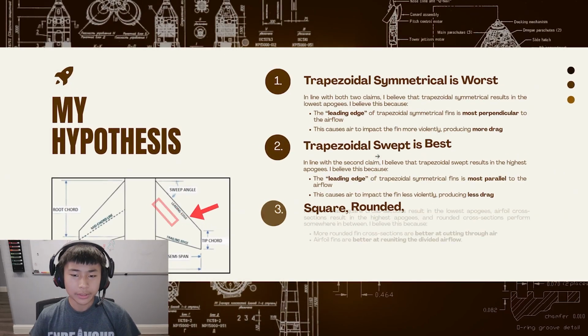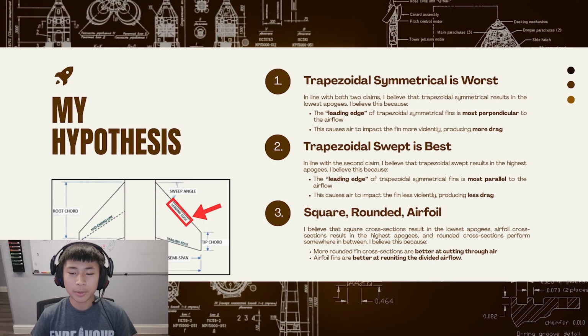But what do I think? What is my hypothesis for the upcoming experiment? Personally, when it comes to which fin shape performs the worst, I would have to say the trapezoidal symmetrical fins. Not only do both claims support this statement, but it also makes logical sense that the trapezoidal symmetrical fin's leading edge, which is nearly perpendicular to the airflow, would produce the most drag.